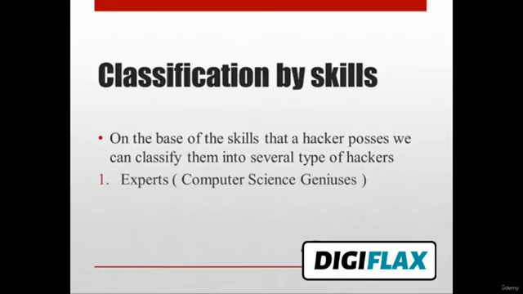Experts. We can refer to them as computer science geniuses. This category of people are actually able to develop some hacking models on their own. They have a very deep knowledge about computer science and they are experts in the field. These type of hackers are not generally geniuses, but they are very sound technically and they can deploy hacking models and they can actually develop some tools using which they can hack into systems.